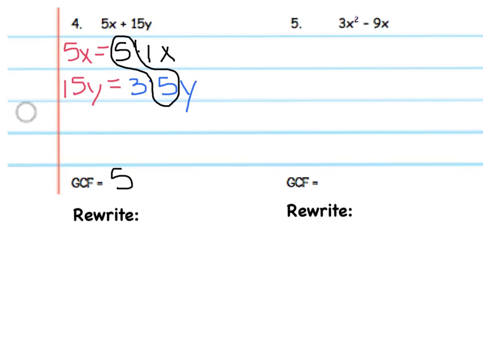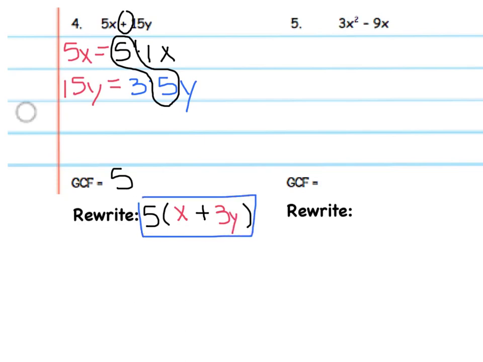Remember, when we rewrite it, 5 goes outside the parentheses. The symbol inside our parentheses is a plus sign because I get that from the original problem. What we didn't circle goes back inside the parentheses. The first part is a 1x, or just x, plus 3y. So that would be our final answer.